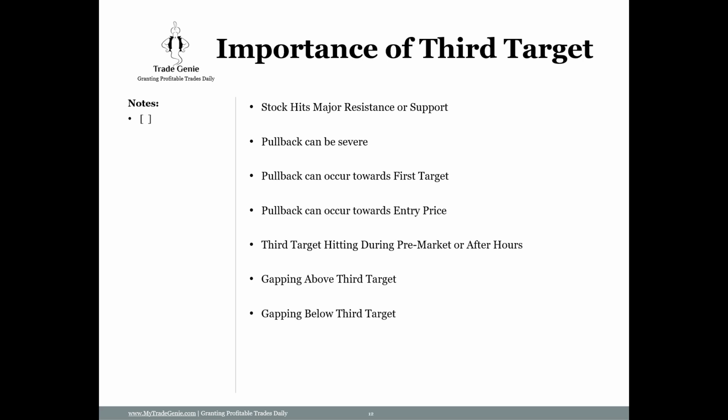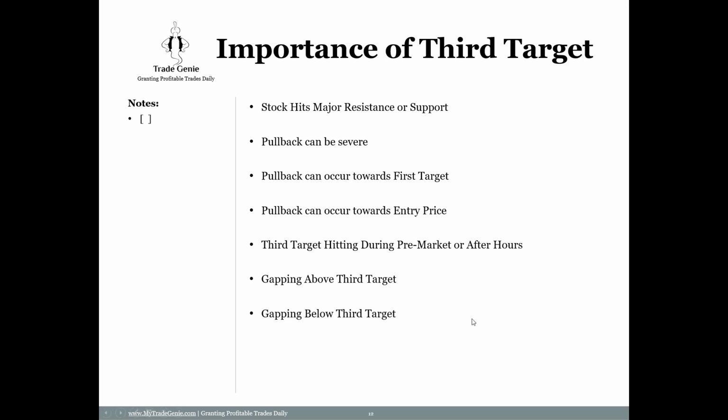Because 112 is a major resistance, something can occur, and then the pullback can be severe. You don't know if the resistance will be conquered later. All resistance levels are eventually broken, but by the time the stock breaks the major resistance, your options are trading back at your buy price. So the pullback can be severe. It can occur towards the first target. It can drop to your entry price also. And then you say, okay, I saw all the gains, and now I don't see the gain.